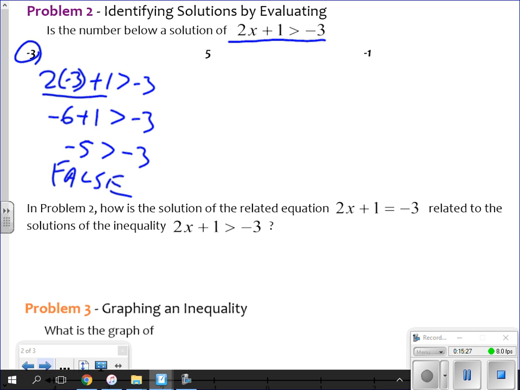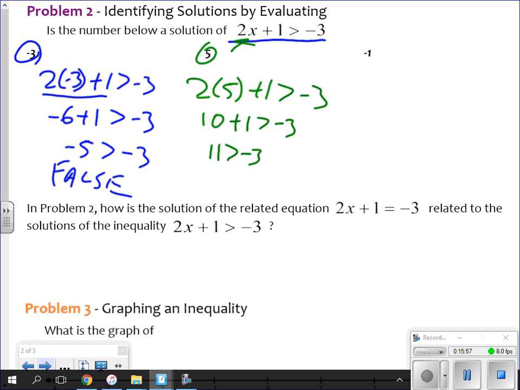Do the same thing on the next one. I take 5 and I plug it into there. 2 times 5 plus 1 greater than negative 3. 2 times 5 is 10. 10 plus 1 greater than negative 3. What's 10 plus 1? 11 greater than negative 3. Is 11 larger than negative 3? Yes. So this one would be true.